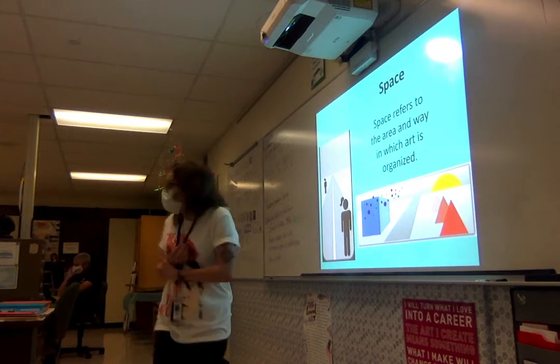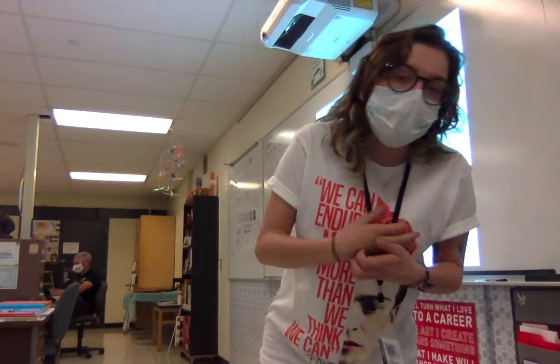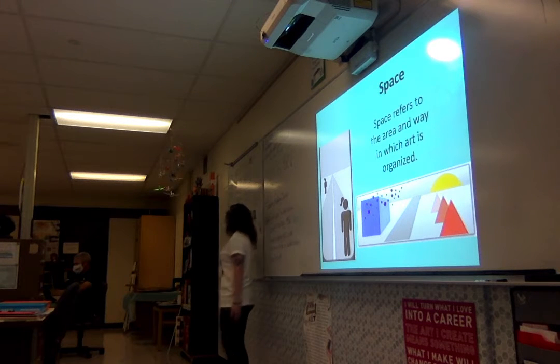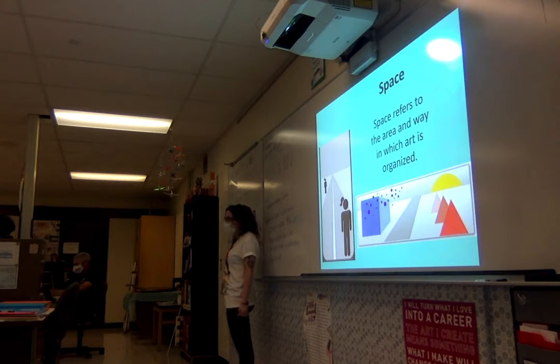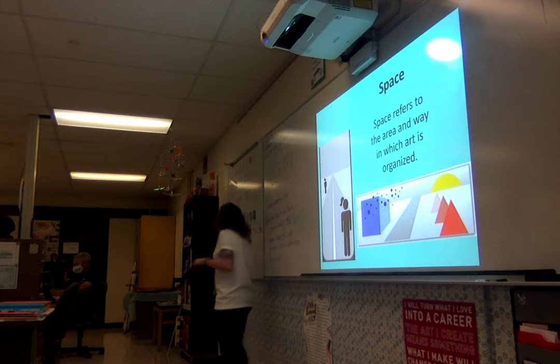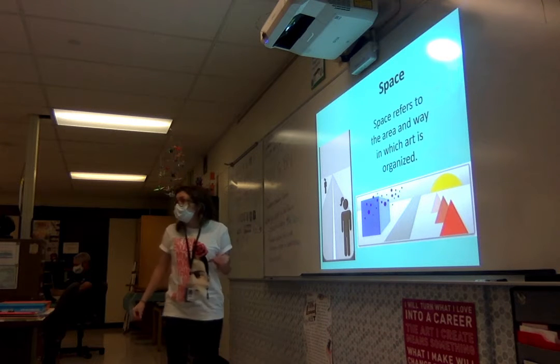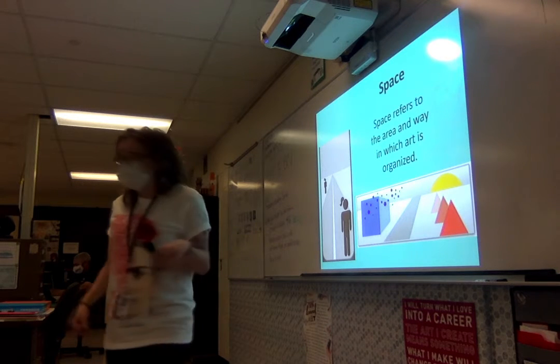So for the two rectangles, for positive space, what we're going to do is make three shapes. Any three shapes. I did a triangle, a square, and a circle, and then I colored the shapes in. For the negative space, I did the same three shapes, left those blank, and colored in the background. So that's what we're going to do next. Does that make sense?